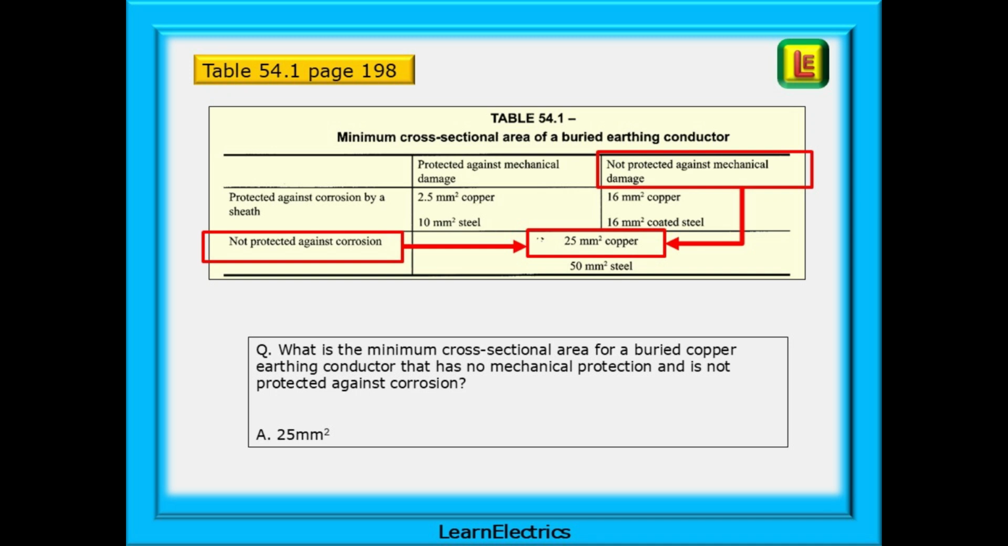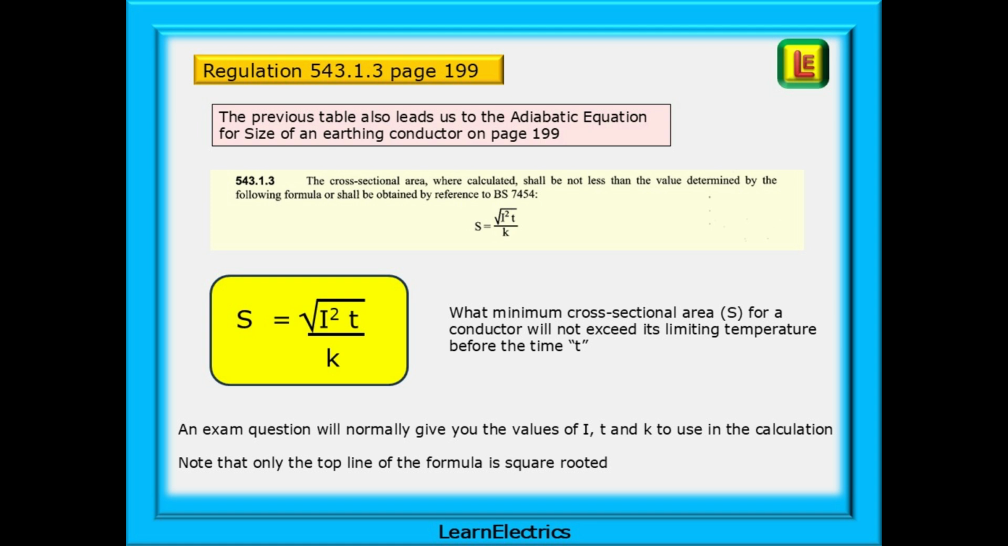If the question asked, what is the minimum cross-sectional area for a buried copper earthing conductor that has no mechanical protection and is not protected against corrosion? Find the appropriate row for corrosion, find the correct column for mechanical protection, and where the 2 cross, we can select an answer. Select copper or steel, copper in this case, and we have an answer of 25 square millimeters. The table we've just used leads us to the adiabatic equation for size, or CSA, of an earthing conductor.